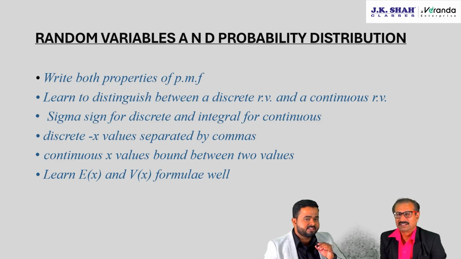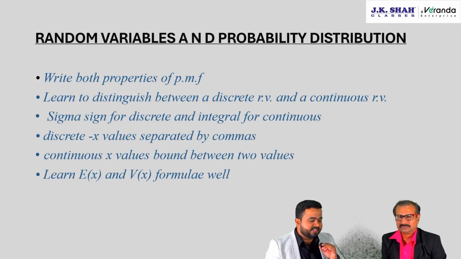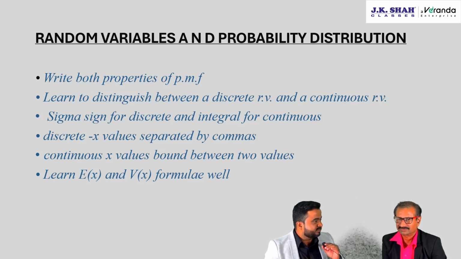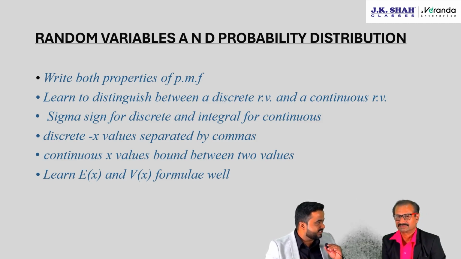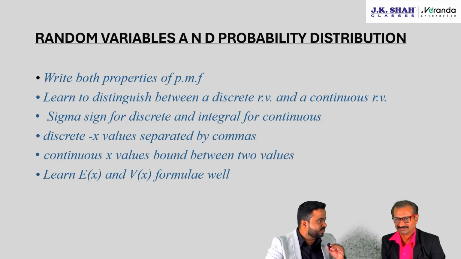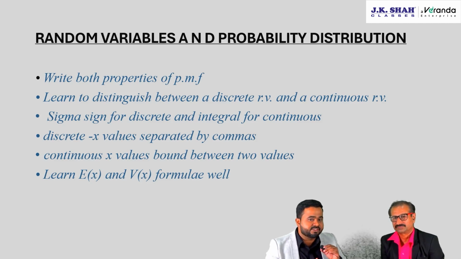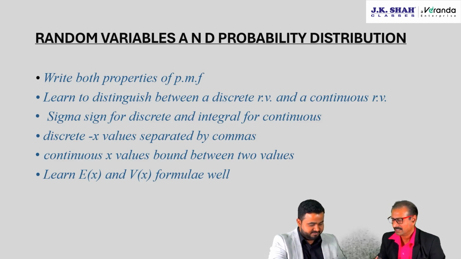Sir, one thing in this chapter I have observed while teaching: E of x and variance of x. These 2 concepts are common in all 4 exercises. If it is the first one, probability mass function, or binomial, continuous random variable, Poisson, in all 4 exercises this concept is compulsory, correct? Right. So they have to focus more on these 2, expected value, that is mean, and variance V of x. Yes. Okay.